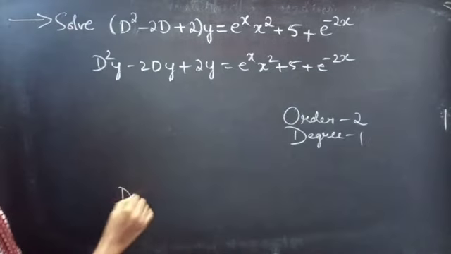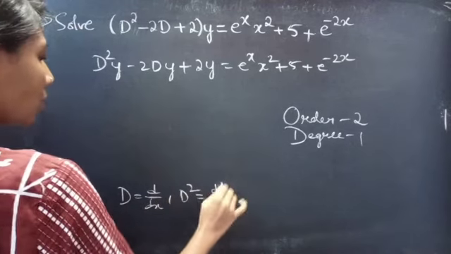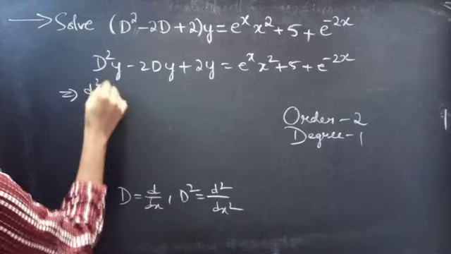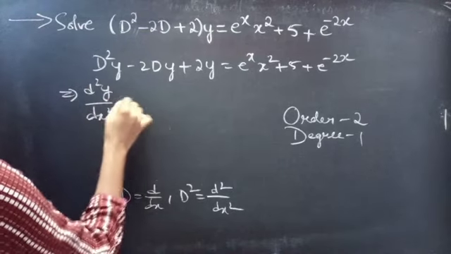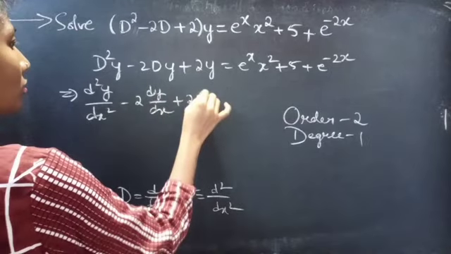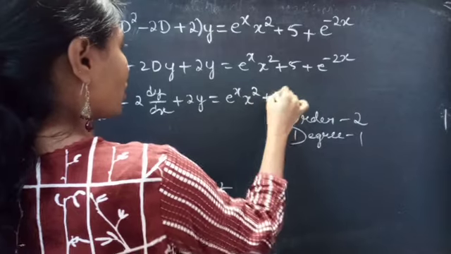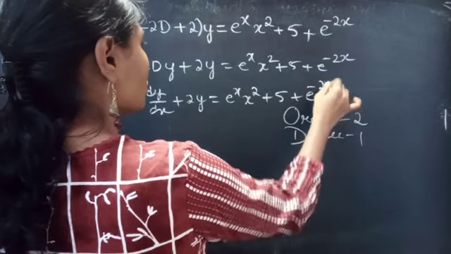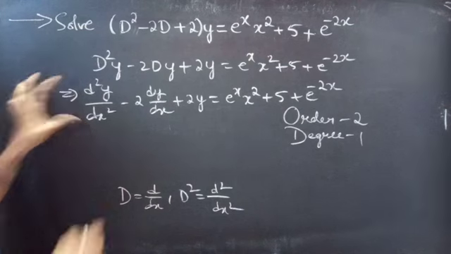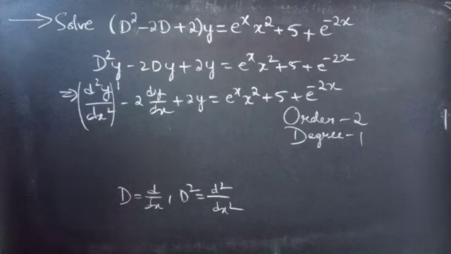We know that D is a differential operator. Then D² will be d²/dx². Now we can write our equation as d²y/dx² − 2 dy/dx + 2y = e^x (x² + 5) + e^(−2x). Here d²y/dx² is the highest derivative, so order will be 2, and the highest power of the highest derivative is the degree. Degree is 1. Now coming to the problem.